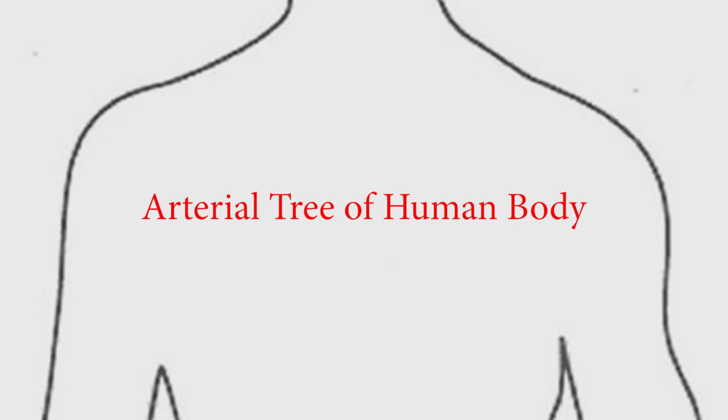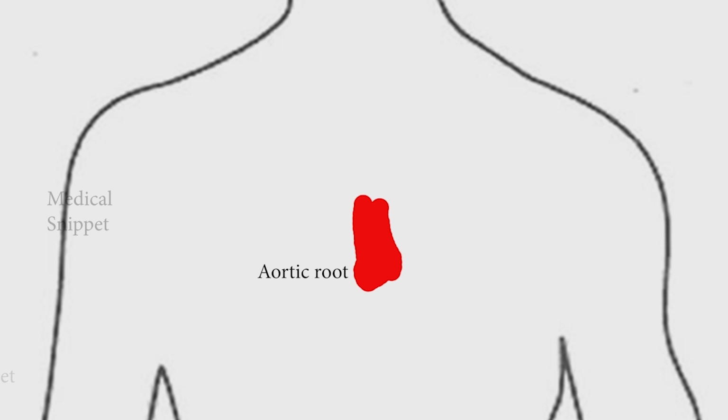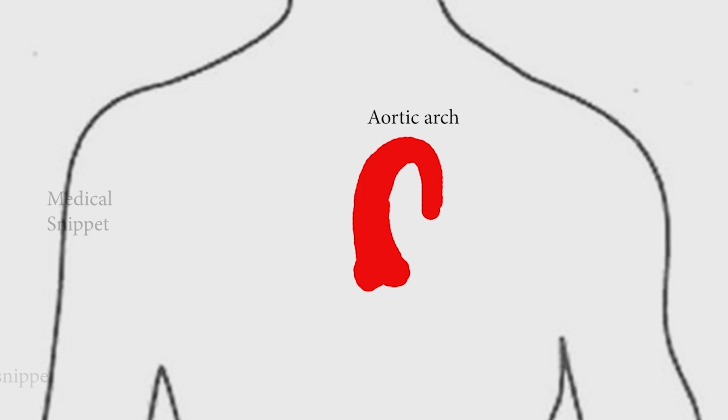Let's see the arterial tree of the human body. Aorta arises from the left ventricle as aortic root, then forms the ascending aorta, continues as aortic arch. Then continues as descending thoracic aorta.